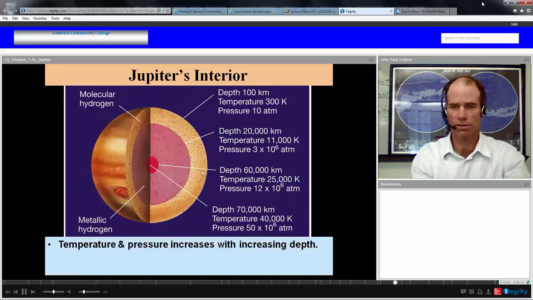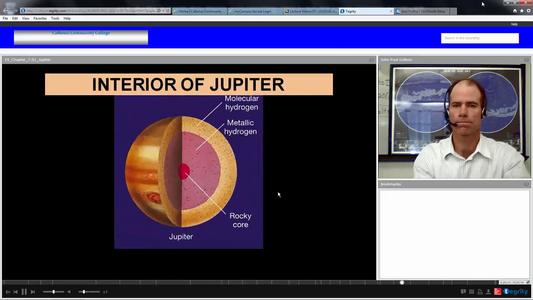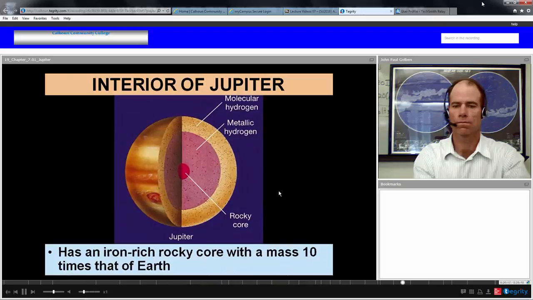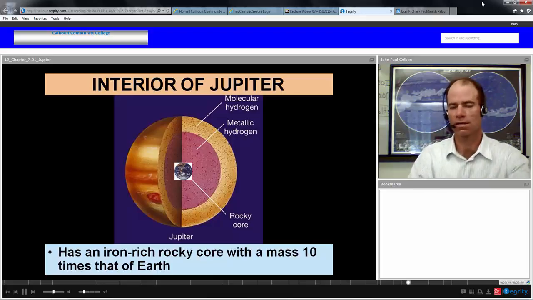Temperature and pressure in Jupiter increase with depth. At 20,000 kilometers below the cloud tops, high pressure forms liquid metallic hydrogen. This liquid hydrogen is the major contributor to the very large magnetic field, as we said. It has an iron-rich rocky core with a mass 10 times that of Earth, maybe on the order of a little bit larger than Earth. So somewhere way down in the center of Jupiter is a rocky type core, like a big Earth.